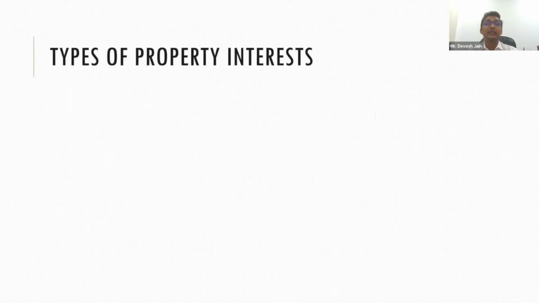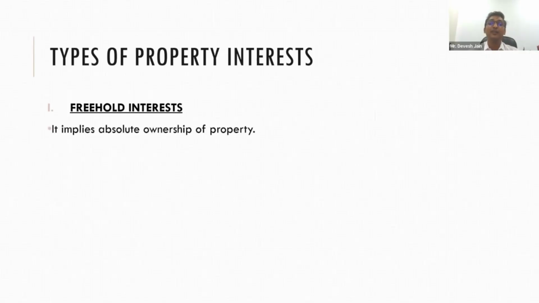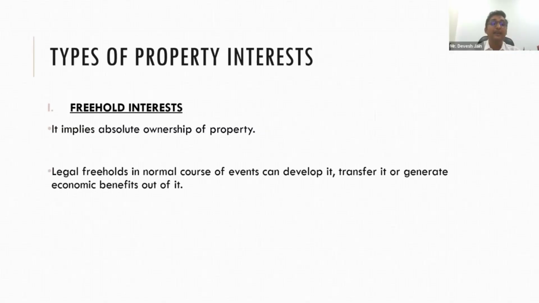Now, there are two types of property interest that we value: freehold interest and leasehold interest. First, what is freehold interest? Freehold interest implies absolute ownership of the property. When any person is the absolute owner of the property, he holds the legal title and he can do anything with the property. He can develop it, he can transfer it, or he can generate economic benefits out of it. He can generate money out of it by giving it on rent or lease. All these are the benefits of the freeholder.